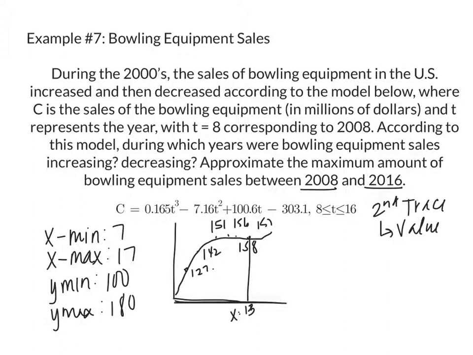Okay. Second trace value 14. 14 is 154. Second trace value, if I put in 15, I get 151, so it's still decreasing. Second trace value, if I type in 16, I get 149. So this entire time, it was decreasing.